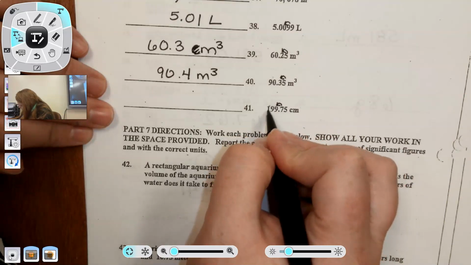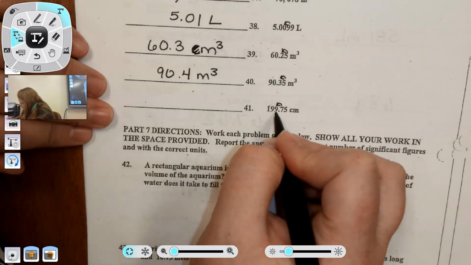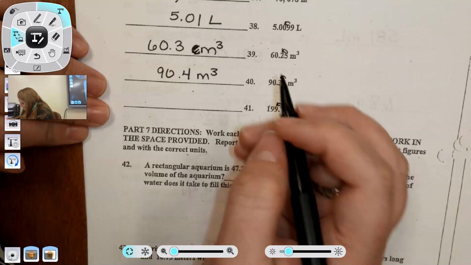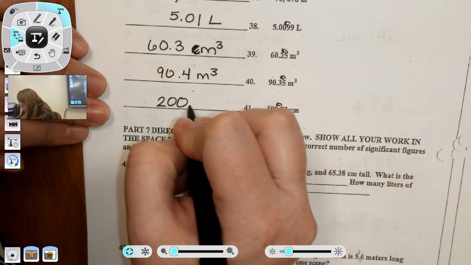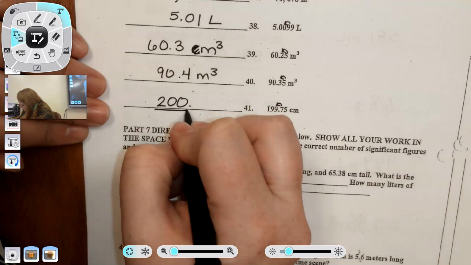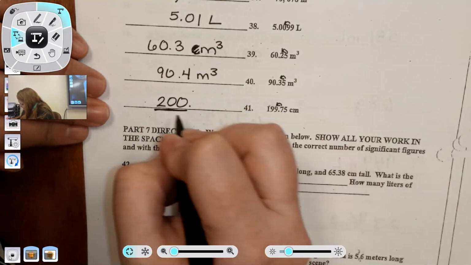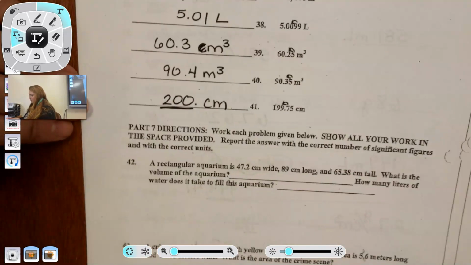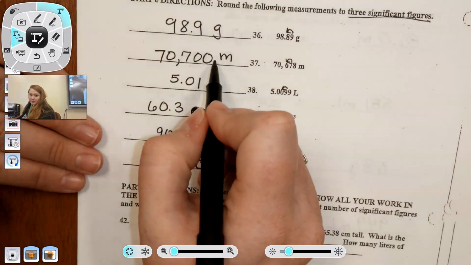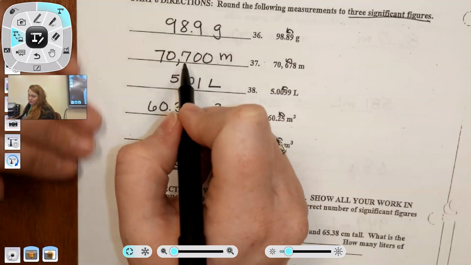But if we round up one more, we've just reached 100. So instead of 199.75, we're going to be at 200. And let's put the decimal there so that way we have 3 sig figs. If the decimal wasn't there, I would only have 1 sig fig. So that's going to be 200 centimeters. We didn't put the decimal here because if I would have put the decimal, then I would have had 5 sig figs, but we only went 3 sig figs.